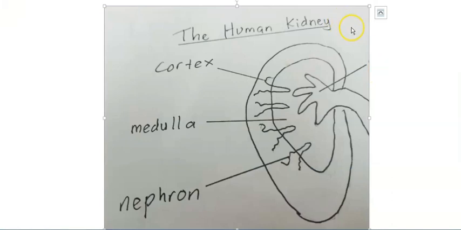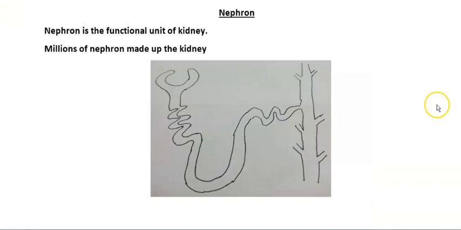When we see the human kidney here, it is made up of about 1 million nephrons. This is the nephron. One kidney is made up of about 1 million nephrons. The nephron is the functional unit of the kidney. Now we see the structure of one nephron. This is the structure of one nephron, it looks like this.